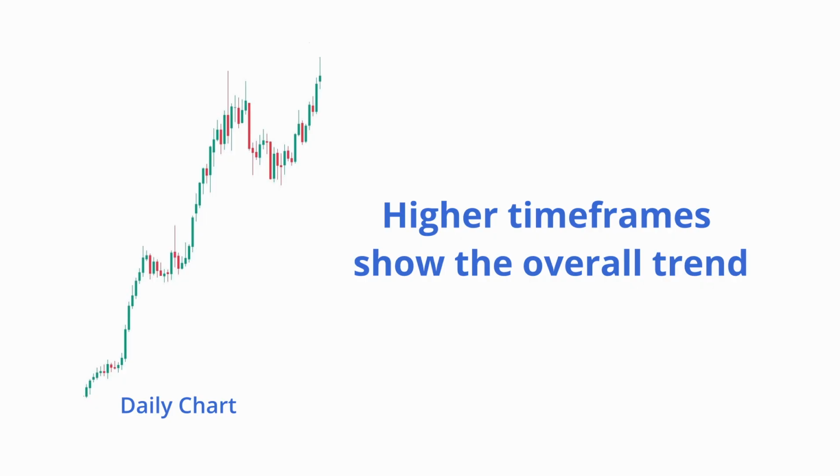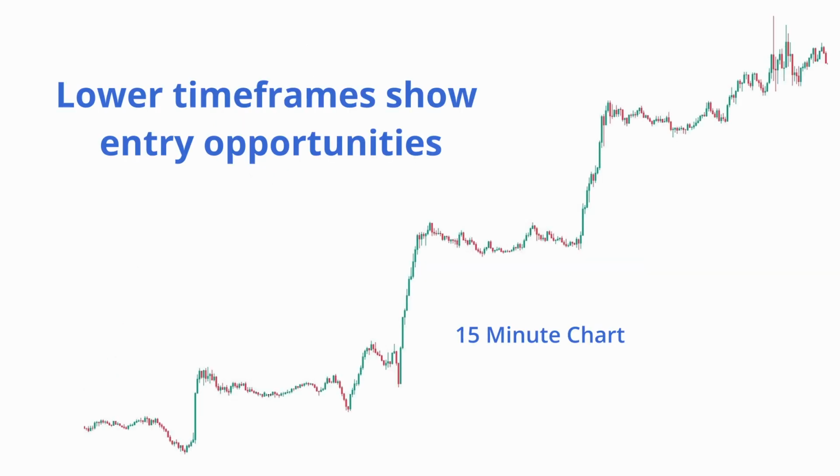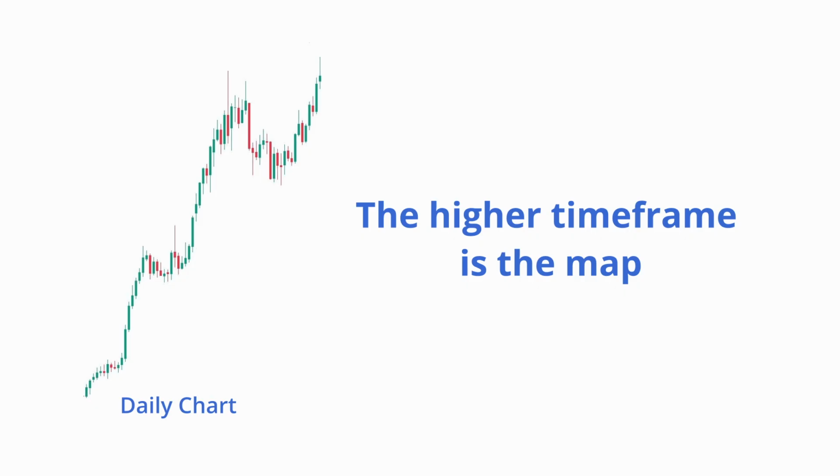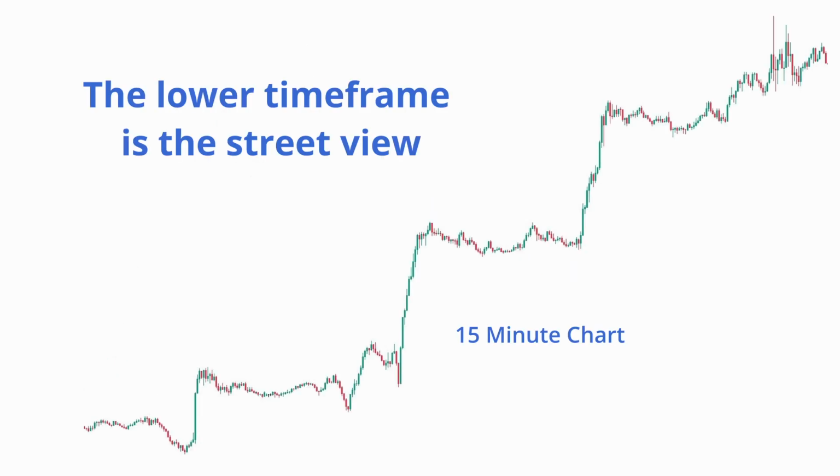Higher time frames show the overall trend. Lower time frames show entry opportunities. Think of it like this. The higher time frame is the map. The lower time frame is the street view.